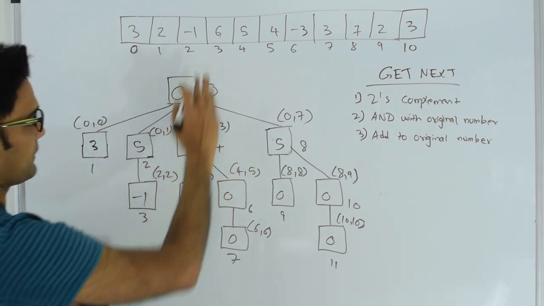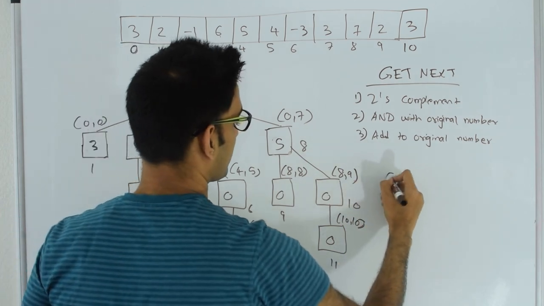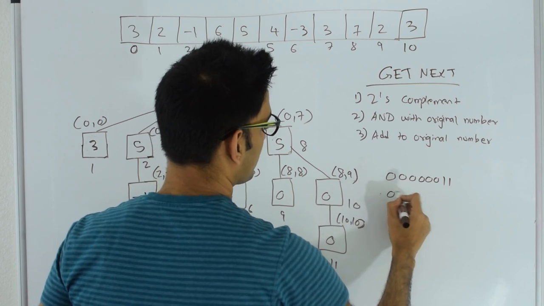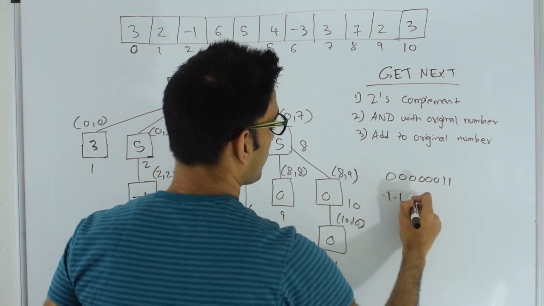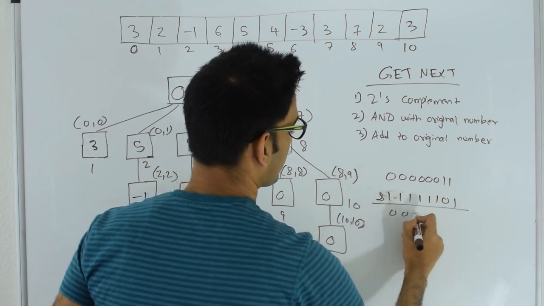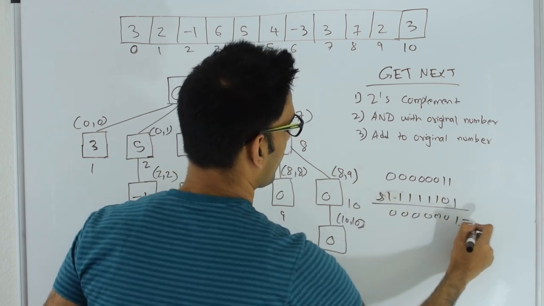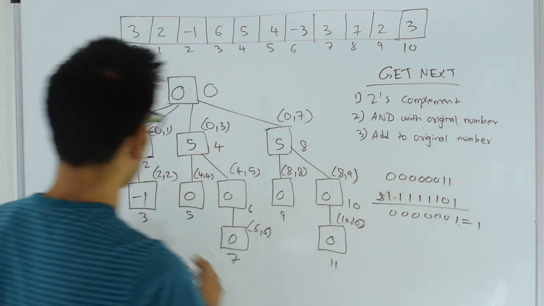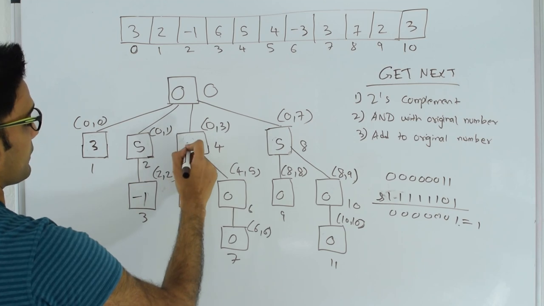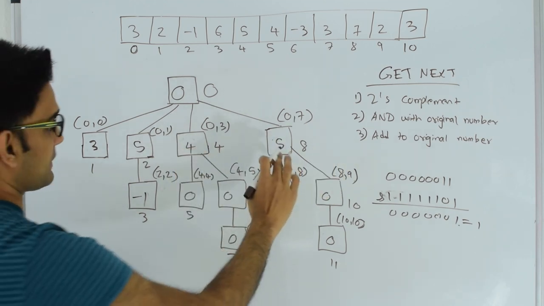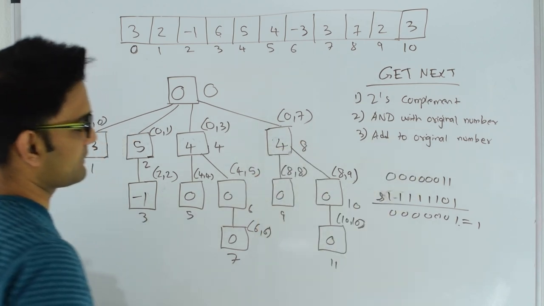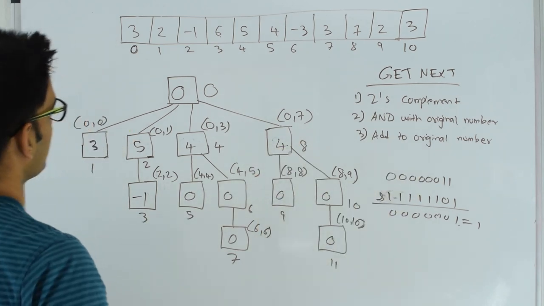The binary representation of 3 is 0000011. So 2's complement will be 1111101. If you AND them, it becomes 0000001. So this is 1. So you have to add 1 to the original number. So 3's next will be 4. So you go here, and this becomes 5 minus 1, 4. And then 4's next is 8. So this also becomes 4. And then 8's next is 16, which is outside the range, so we stop.